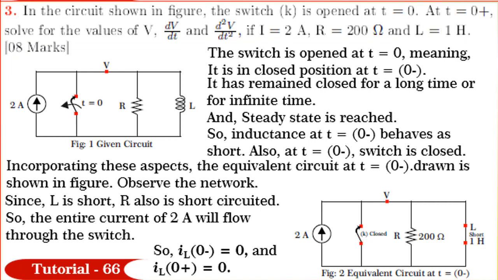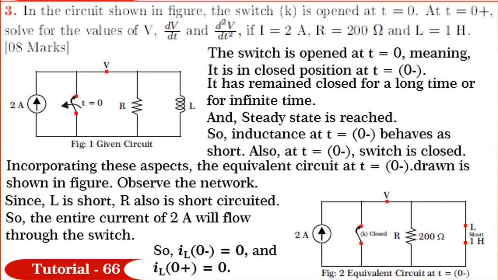In this question, we are required to find V(0+), dV/dt(0+) and d²V/dt²(0+) in the network shown in figure. It is given that the switch is opened at t = 0, meaning it is in closed position at t = 0-.